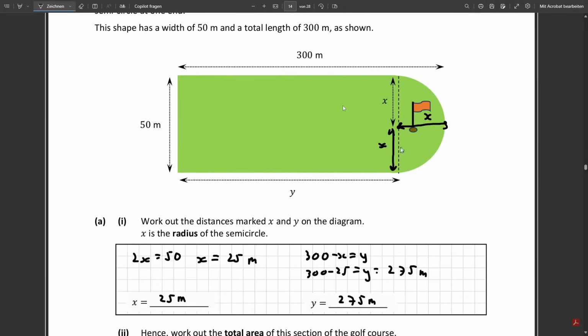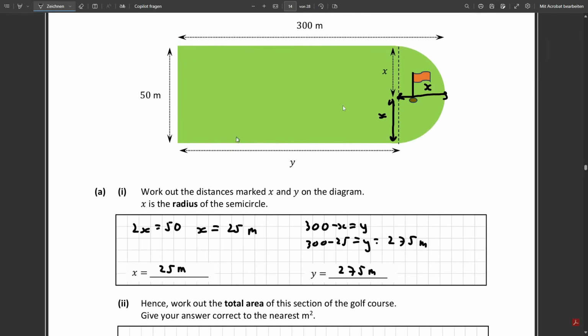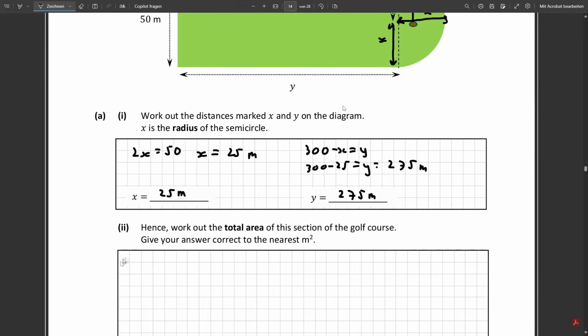Okay, the total area of the golf course. So we can get the area of this rectangle and the area of the semicircle. So the area of the rectangle is 50 times 275. So we have the rectangle. We have 50 times 275, which will give us 13,750 square meters. And then we have the semicircle.